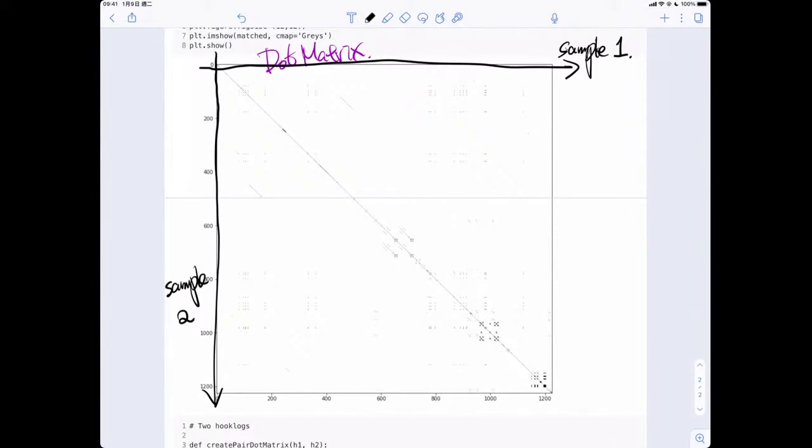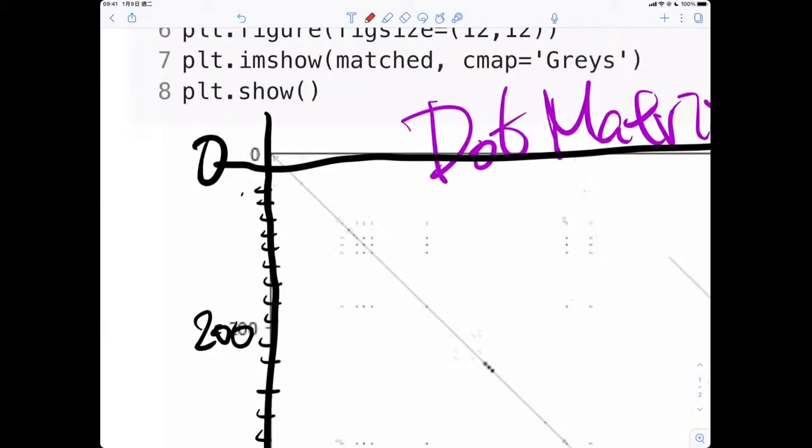Okay, so right here 0 means the first event in this sequence. So 200 right here. So we have a lot of different events along the axis, right? So in total, sample 2 has around 1,200 events. At the top side, we have another sequence, sample 1 right here. For example, that is the first event, the second event, the third event, 4, and so on and so forth, right?